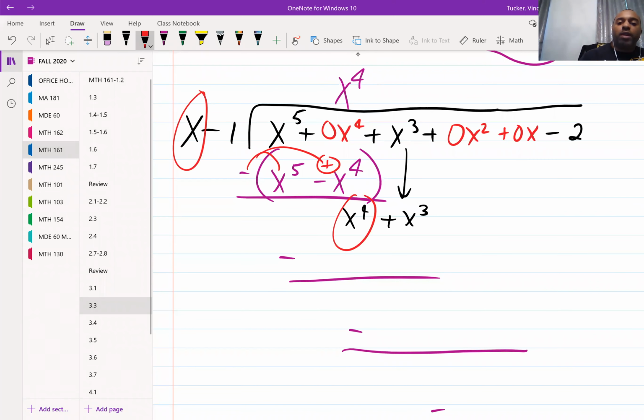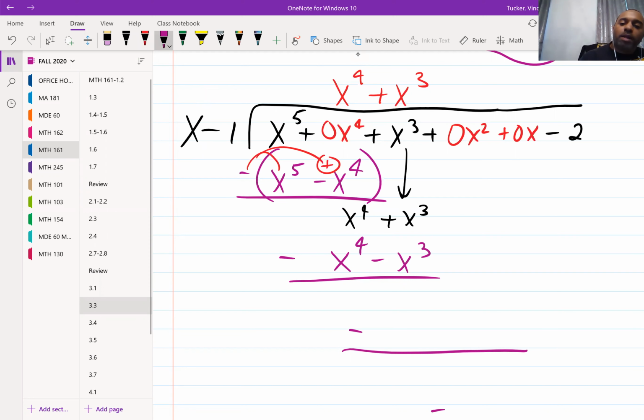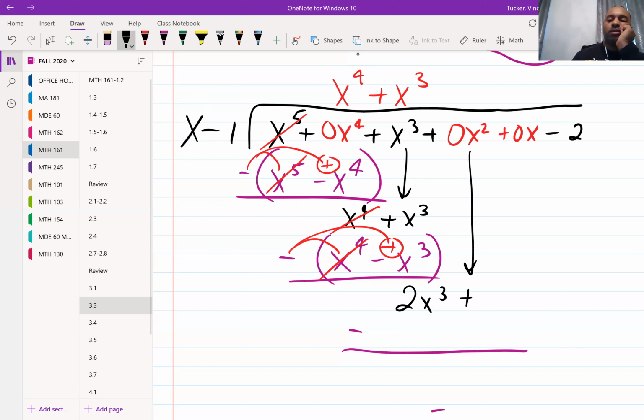And what times x will give you x to the fourth? That'll be x cubed. Multiply that to these terms out here. x cubed times x is x to the fourth. Times negative 1 is negative x cubed. Distribute your negative. I didn't write down that these cancel, but yep. So x cubed plus x cubed will be 2x cubed plus 0x squared.